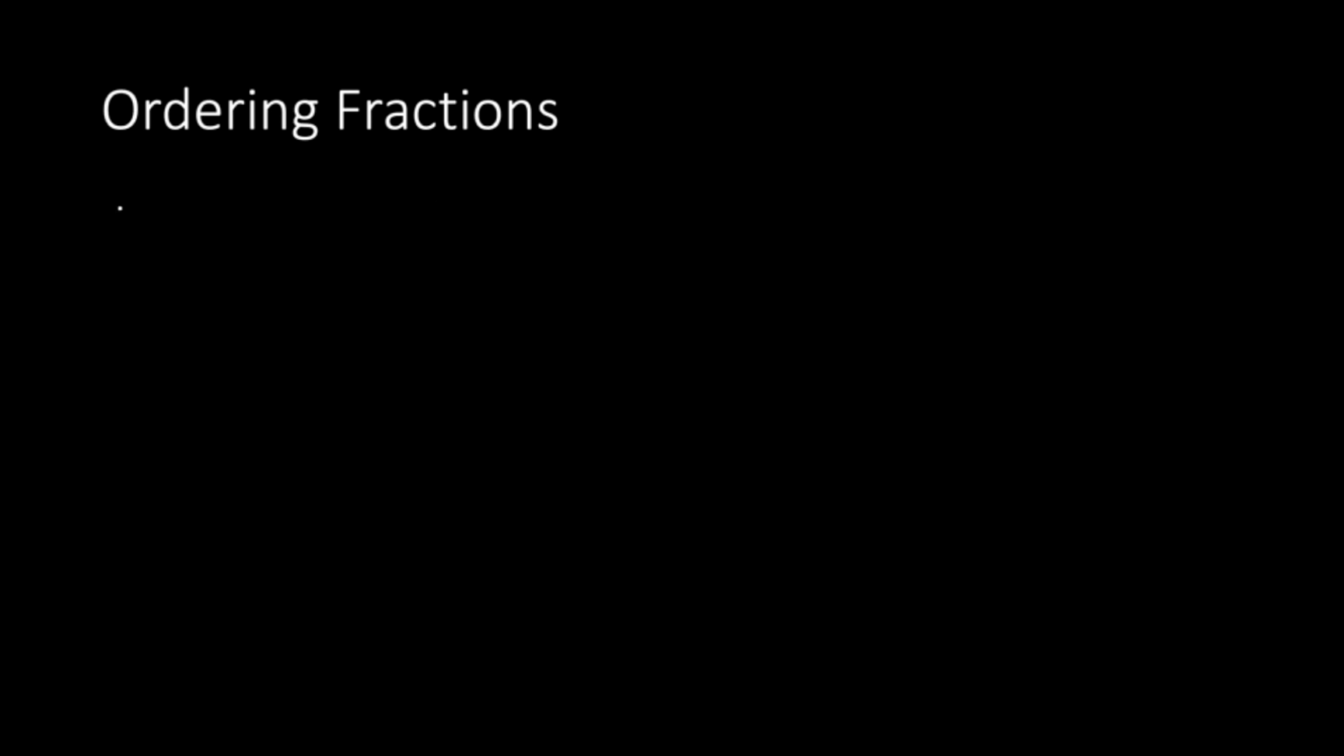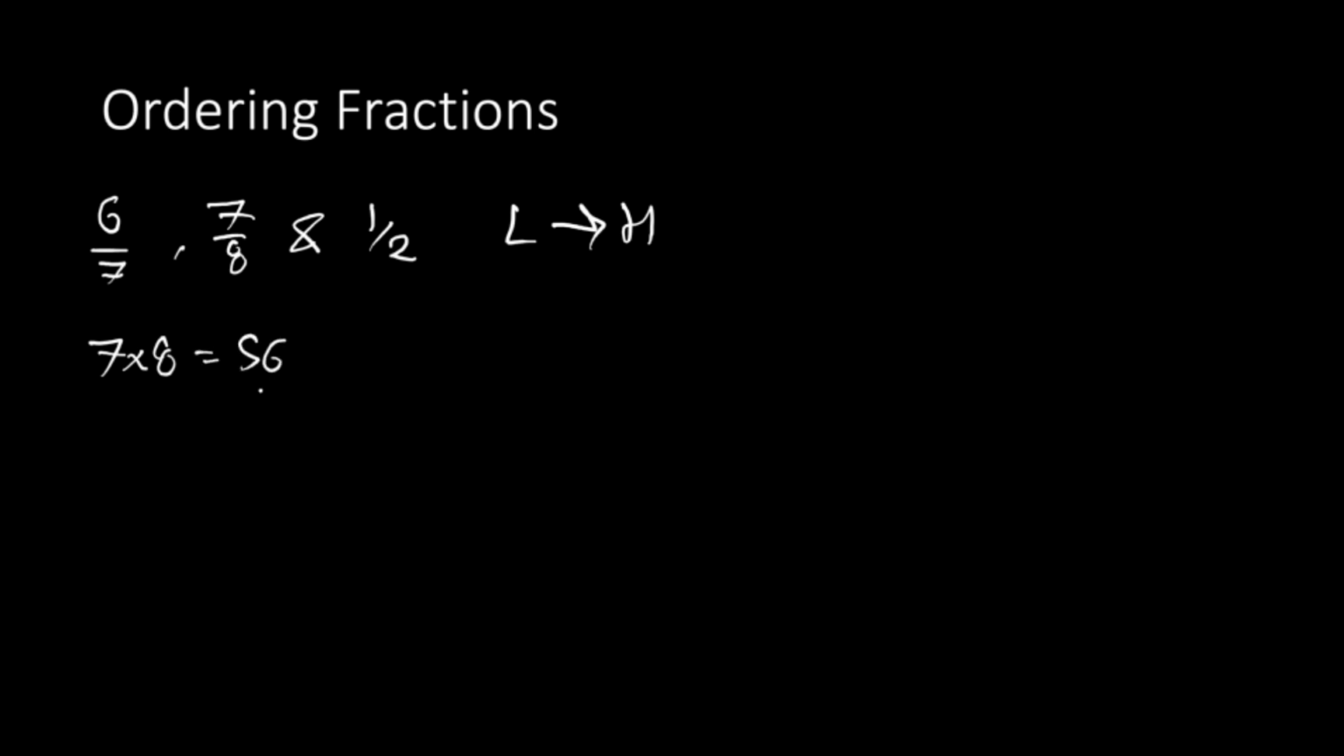Another example. 6 over 7, 7 over 8, and half. Put these in order from lowest to highest. First of all, you find the common denominator. So 7 times 8, which is 56. 56 is a multiple of 2, so we leave it like that. So this would be your common denominator.